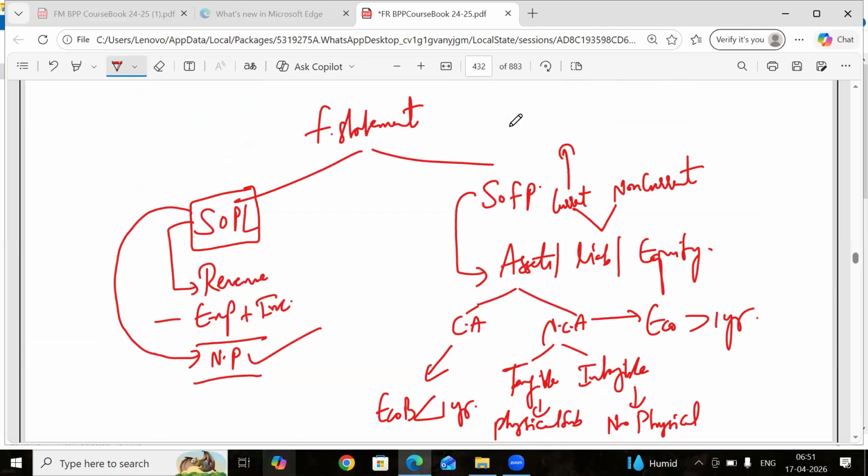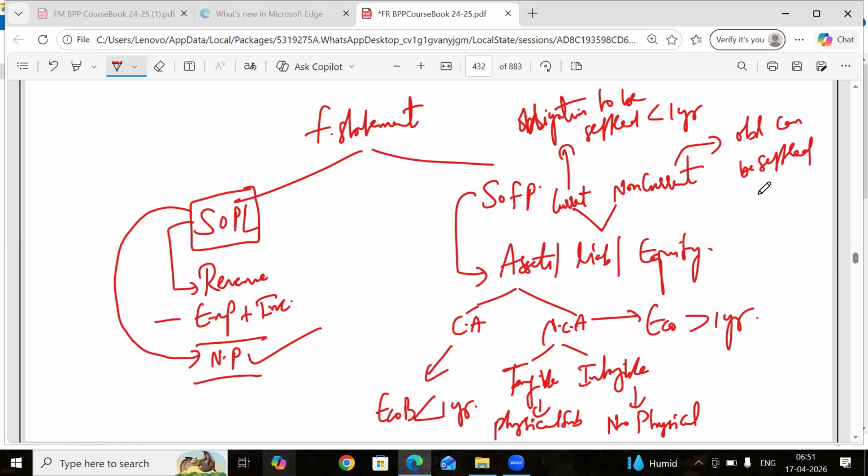Current liabilities are obligations. You need to pay them in the future. Current liabilities are obligations to be settled within a year. Non-current obligations can be settled beyond 1 year.